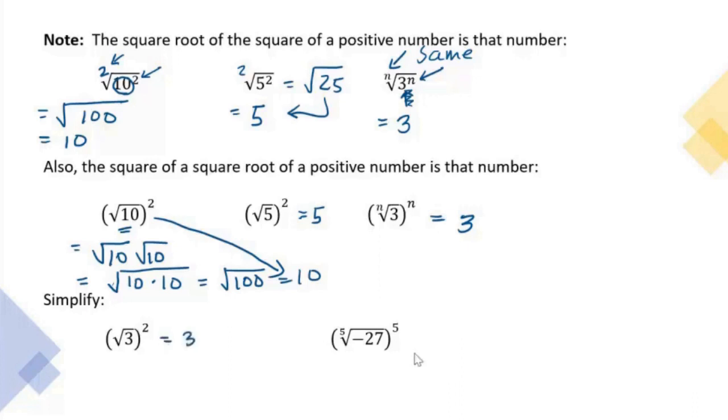And similarly, the fifth root of negative 27, well, I don't know what the fifth root of negative 27 is, nor am I really interested in raising 27 or negative 27 to the power of 5 and then doing that calculation. But I recognize once again, as we did over here, that the order of the radical and the exponent are the same, so the answer is simply negative 27.